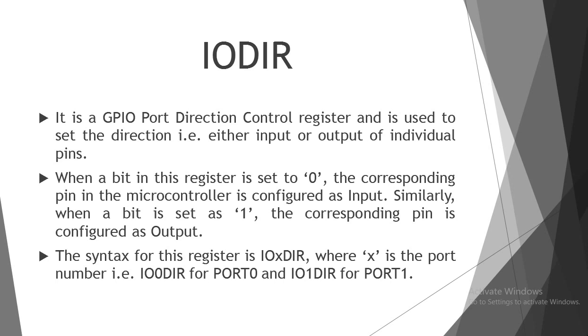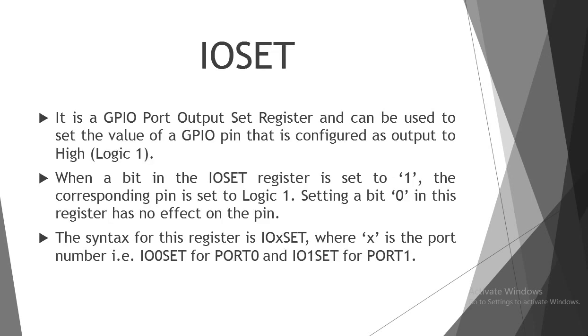When a bit in this register is set to 0, the corresponding pin in the microcontroller is configured as an input. Similarly, when a bit is set as a 1, the corresponding pin is configured as an output. The syntax for register IOX DIR, where X is the port number. If we want to use port 0, then we have to write IO0 DIR, and if we want to use port 1, then we have to write IO1 DIR.